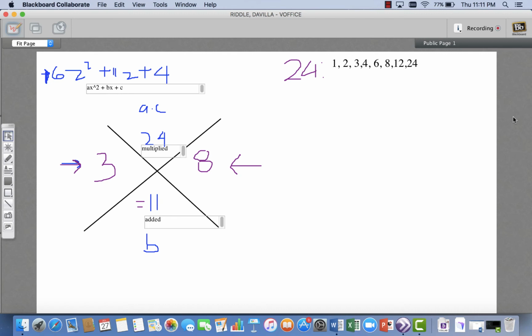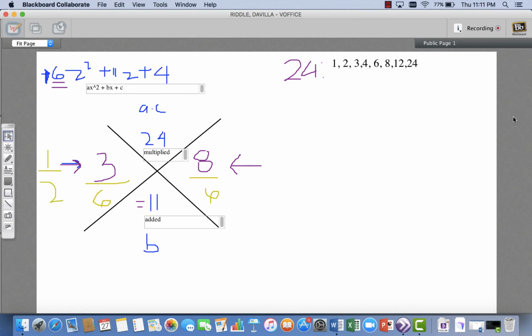Okay. So from there, the next step that you do is you take the A value, which is 6, right? And you divide both of them by 6. So both 3 and 8 by 6. So from there, divide it by 6, divide it by 6. So if we were to reduce that, the 3 over 6, that equals 1/2.